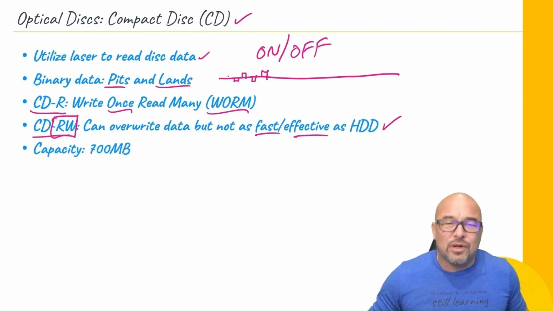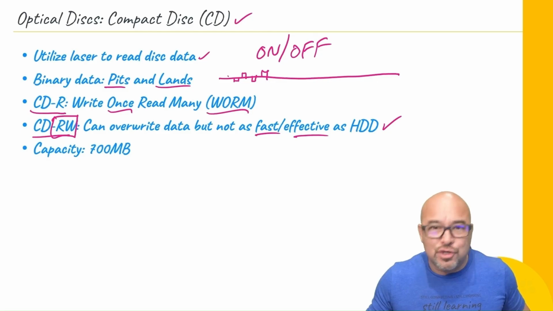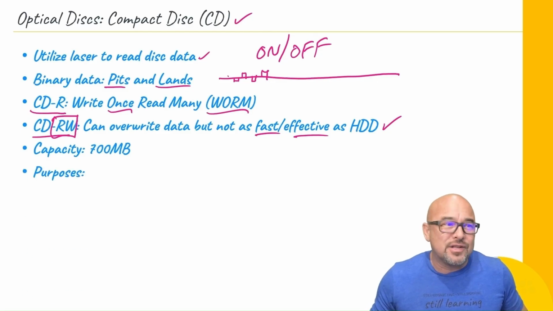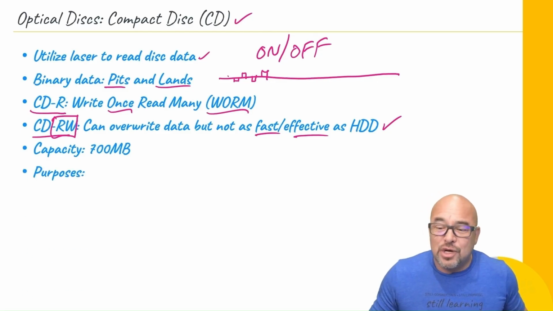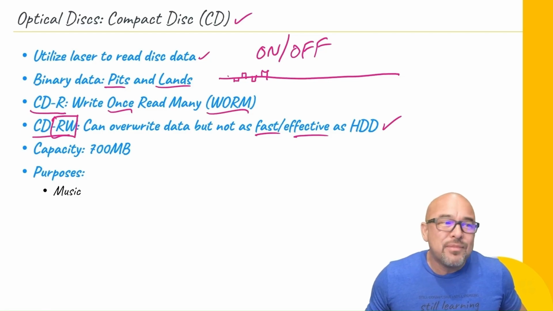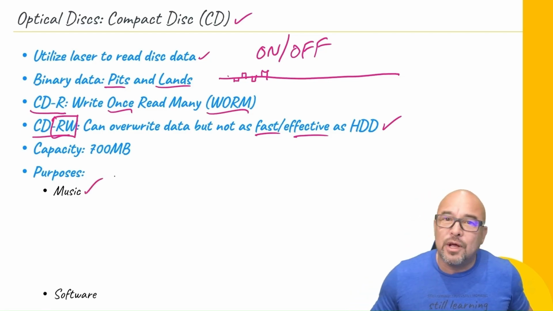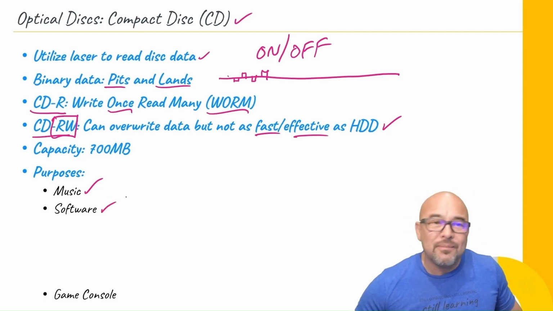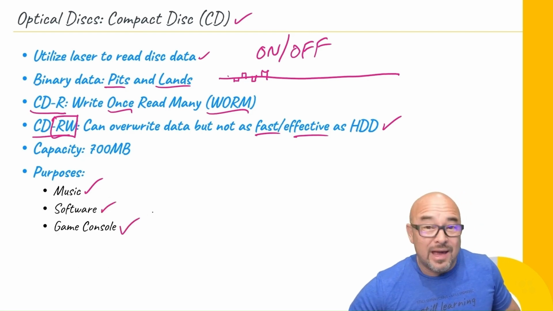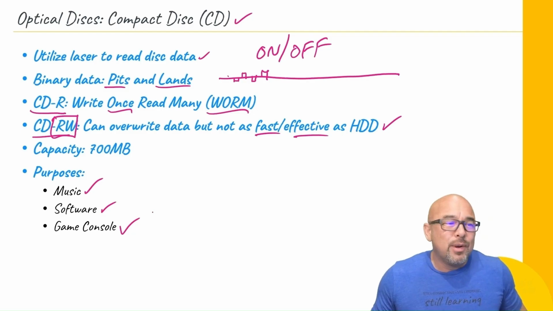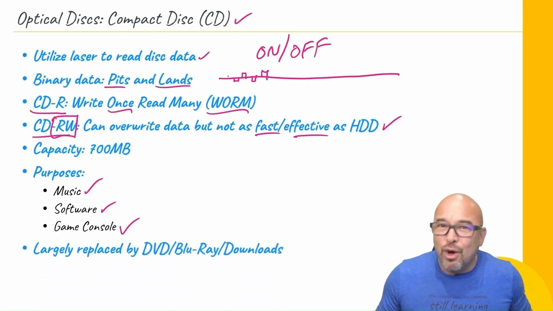The capacity generally is 700 megabytes. There are different versions of these that have gone up and down in size, but 700 megabytes is generally where they standardized. And the purposes, as I implied a moment ago, would be music and software. You can also put games on these and use them in a gaming console. But all of that stuff is pretty old.